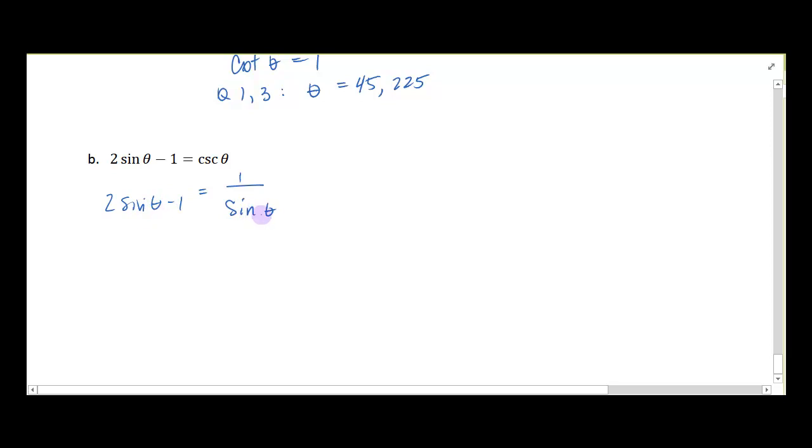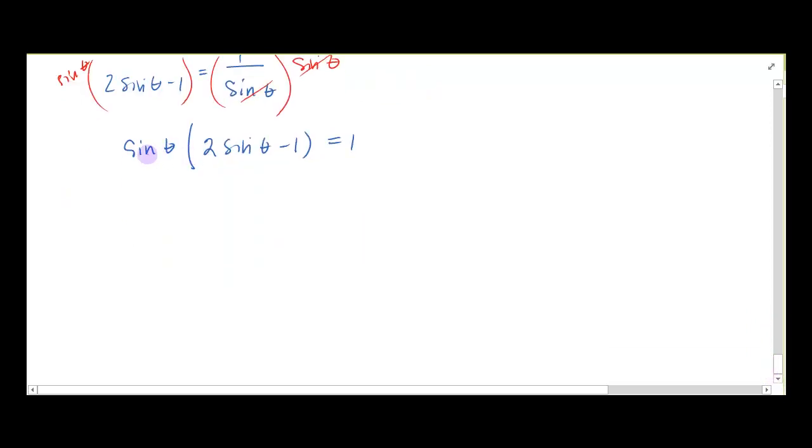I have a sine in the denominator, so we're going to cross multiply. So I'm going to multiply both sides by sine theta. That gets rid of the sine theta on the right-hand side, and it gives me on the left-hand side sine theta times 2 sine theta minus 1 is equal to 1. Since this is not equal to 0, I can't take each of these factors and just automatically set them equal to 0, because it has to be equal to 0 in order to use that property. So we're going to actually distribute sine theta and then collect our terms on the same side.